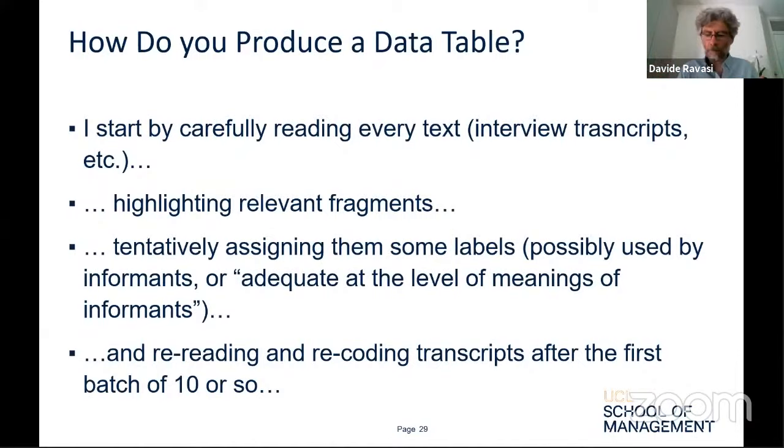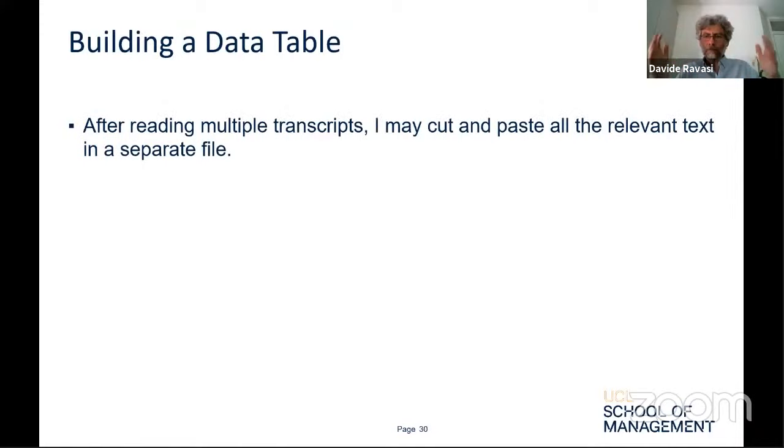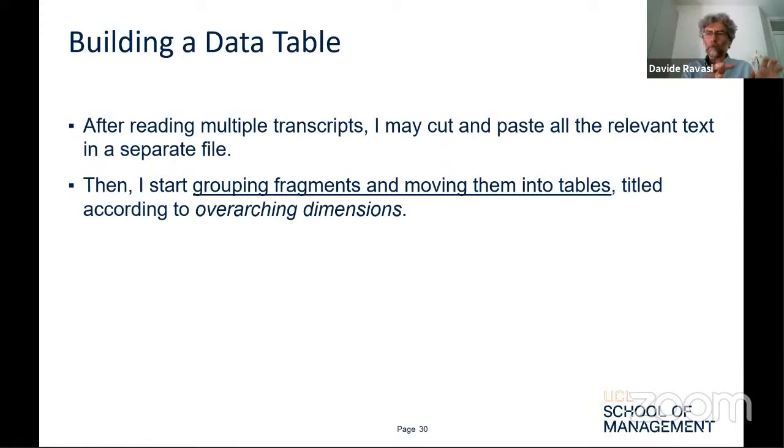And then how do I build a data table? Well, after I've read a lot of transcripts, in the old days, I used to cut and paste all the relevant fragments and put them in a separate file and then work on that file. But you don't necessarily need to do that. Maybe I just paste all the transcripts into a single file, 50, 60, 100, 120 pages long, whatever it is. And then I start manually grouping fragments and moving them into tables. I don't use NVivo, I don't use Atlas.ti, I don't use any of these things.